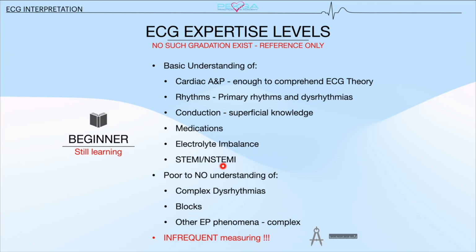When it comes to STEMI and unSTEMI, this is something, of course, you're going to have to start learning, but localizing STEMIs and so on and so forth, that's, I would say, way beyond the understanding of a beginner. Now, you will definitely have poor to no understanding of complex dysrhythmias, okay? This stuff gets very, very tricky, and you need to know a lot to discern this properly. Blocks, you will get into what AV blocks are. You will probably be able to pick out a couple of them, but they get pretty tricky.